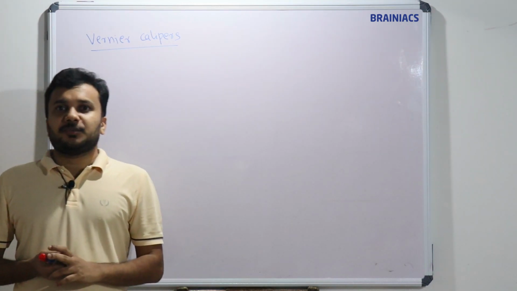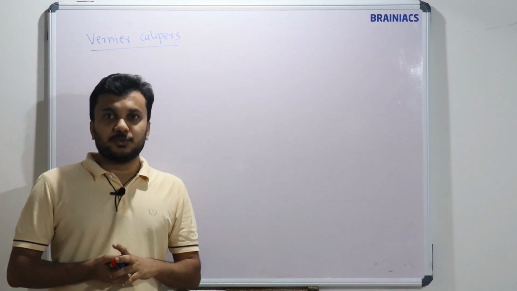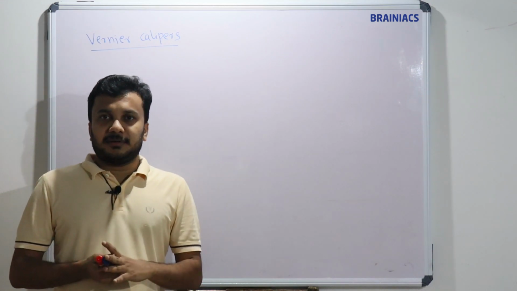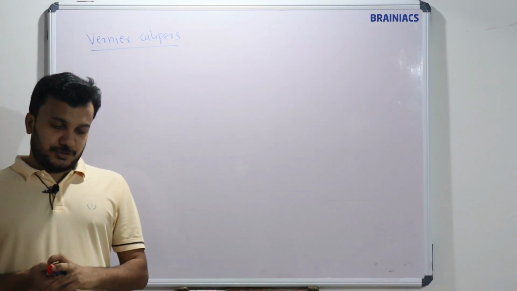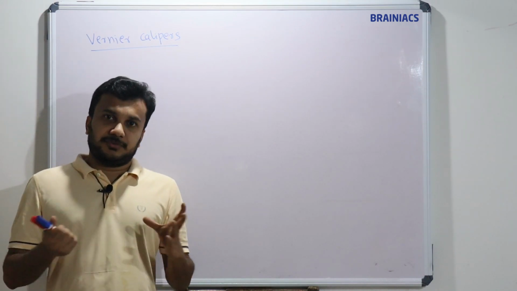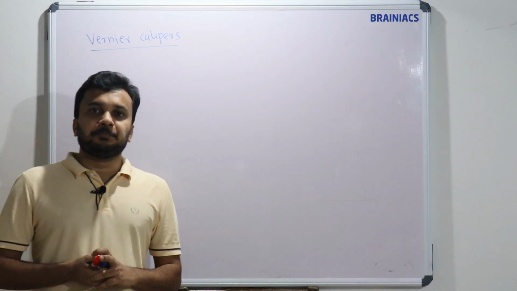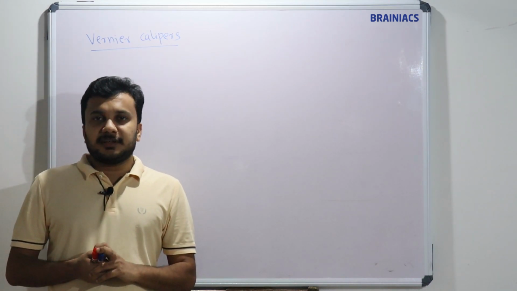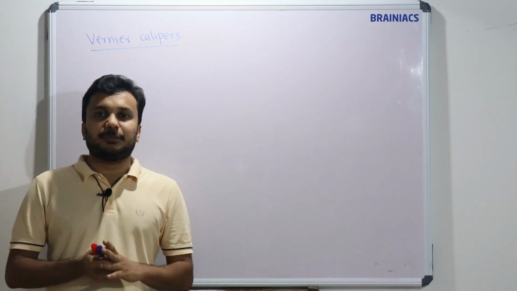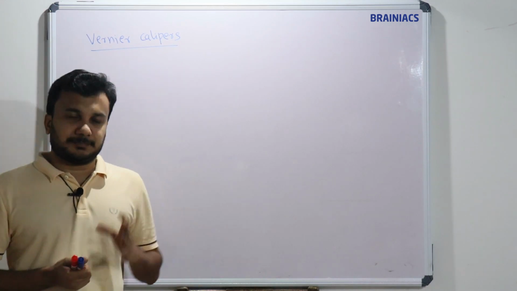In this chapter we are going to learn about two instruments which we use in our physics lab. One is called vernier caliper, another one is called screw gauge. Today we are going to see the features and the use of this instrument. Vernier caliper is an instrument which is used to measure, in a very simple way, length.